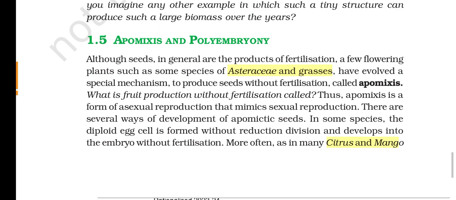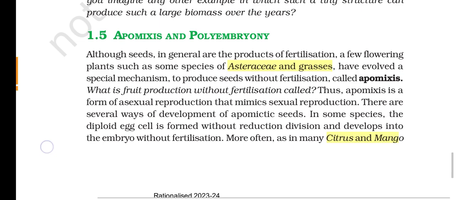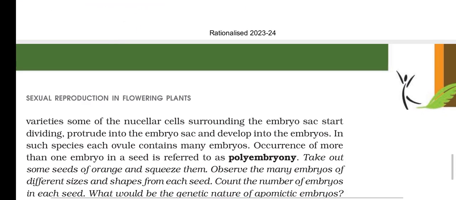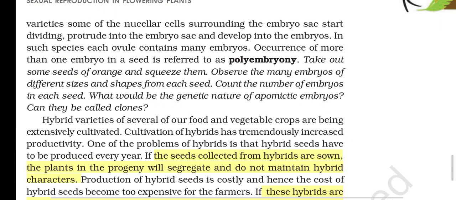There are several ways of development of apomictic seeds. In some species, the diploid egg cell is formed without reduction division and develops into embryo without fertilization. More often, as in many citrus and mango varieties, some of the nucellar cells surrounding the embryo sac start dividing, protrude into the embryo sac, and develop into the embryos. In such species, each ovule contains many embryos. Occurrence of more than one embryo in a seed is referred to as polyembryony.